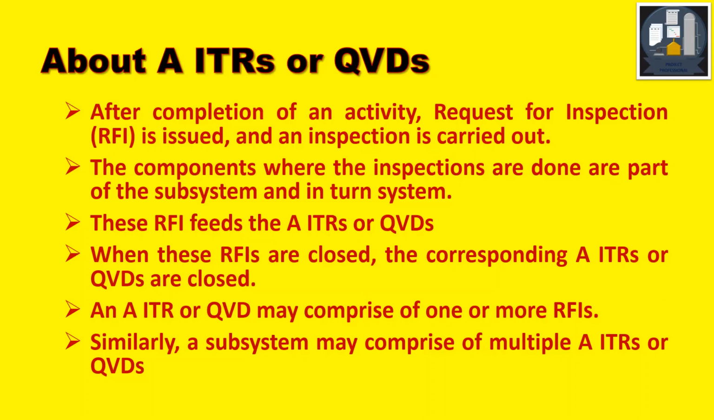These RFIs feed to the AITRs or QVDs, as I gave the example of hydro test packs, hydro test, reinstatement, and all those things. When these RFIs are closed, the corresponding AITRs or QVDs are also closed. An AITR or QVD may comprise one or more RFIs. Similarly, a subsystem may comprise multiple AITRs or QVDs.